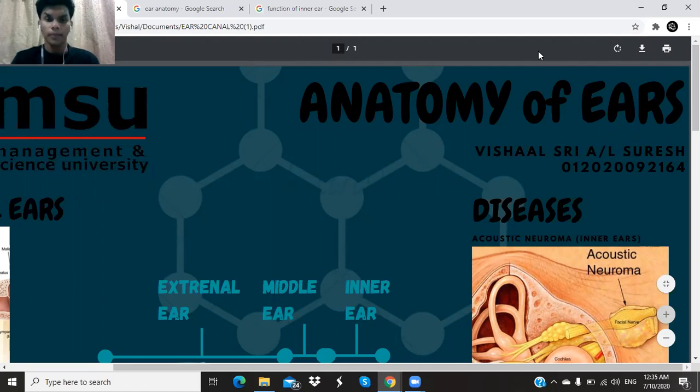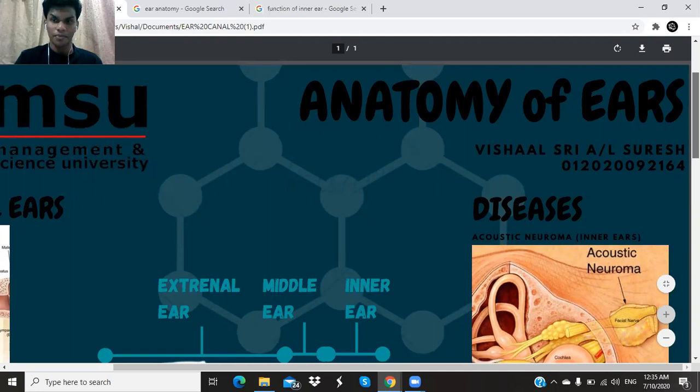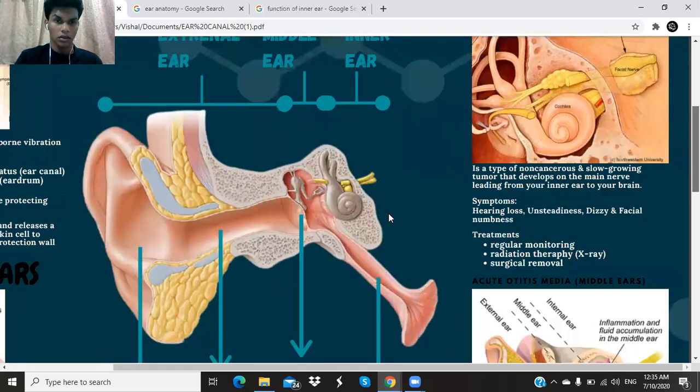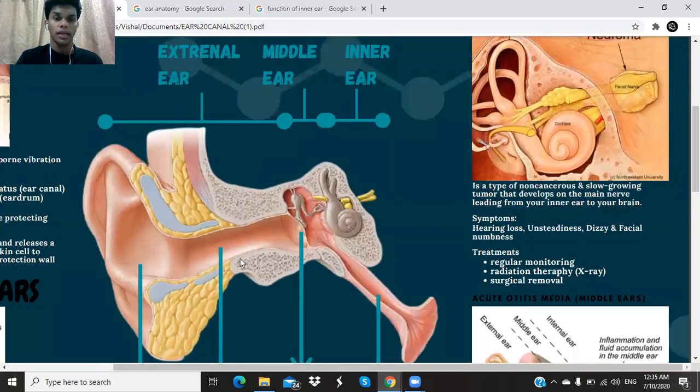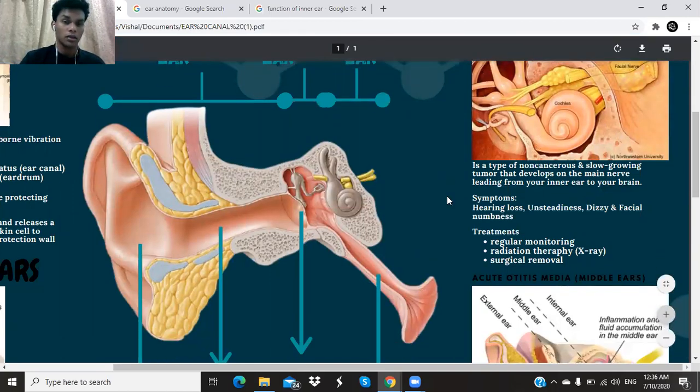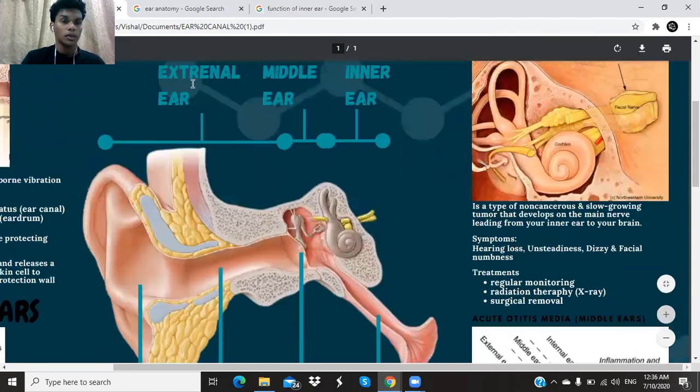So, good evening. My name is Vishal, and today I'm going to do a poster presentation on the topic anatomy of ears. First, we can see a diagram of the ear, and it is divided into three different sections, which are the external ear, the middle ear, and the inner ear.